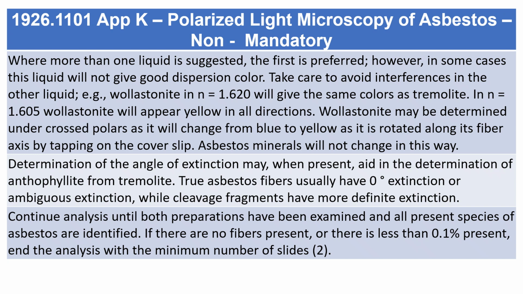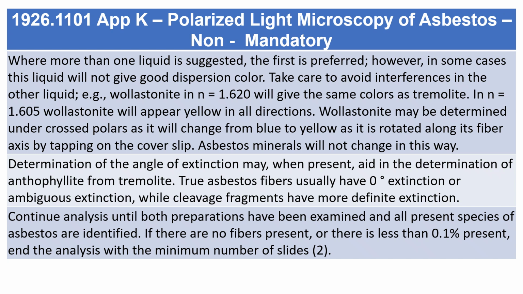Determination of the angle of extinction may, when present, aid in the determination of anthophyllite from tremolite. True asbestos fibers usually have 0 degrees extinction or ambiguous extinction, while cleavage fragments have more definite extinction. Continue analysis until both preparations have been examined and all present species of asbestos are identified.